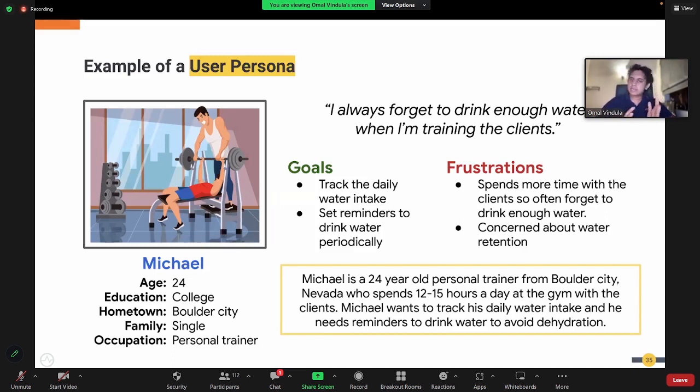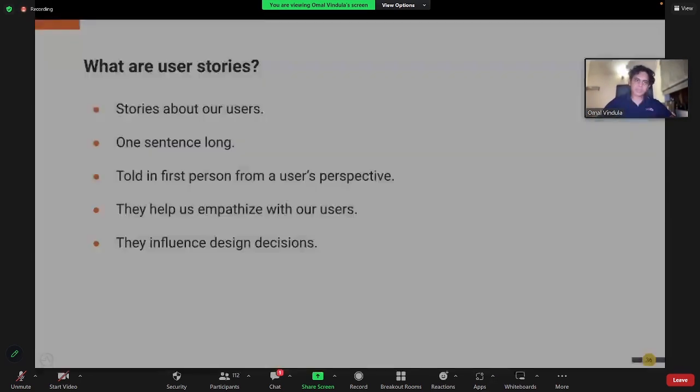So by combining this problem with the user persona, you can come up with this kind of a statement. Michael is a 24-year-old personal trainer from Boulder City, Nevada, who spends 12 to 15 hours a day at the gym with the clients. And Michael wants to track his daily water intake, and he needs reminders to drink water to avoid retention, right? So we are trying to develop a story here, with the problem and the user persona.